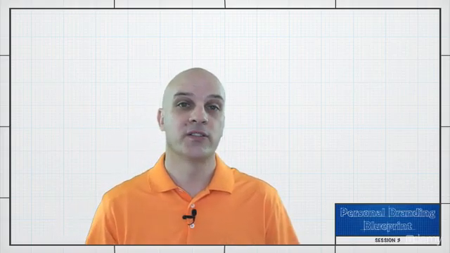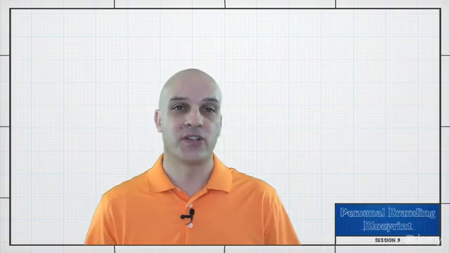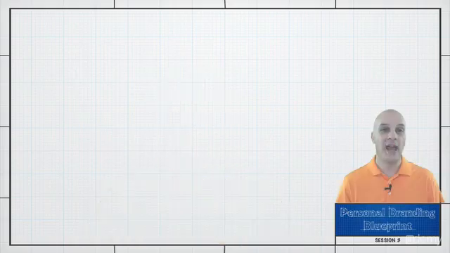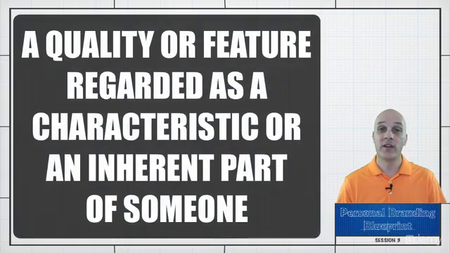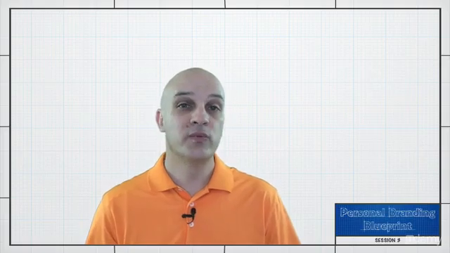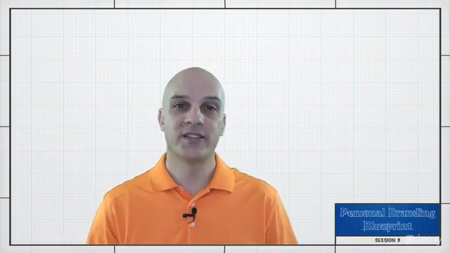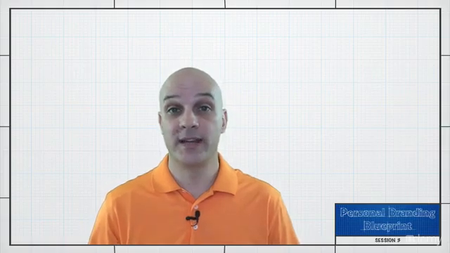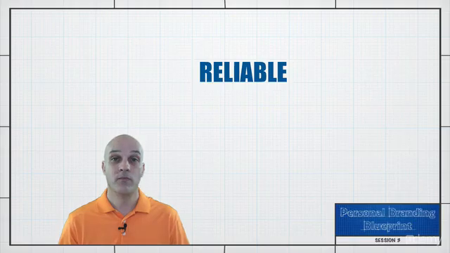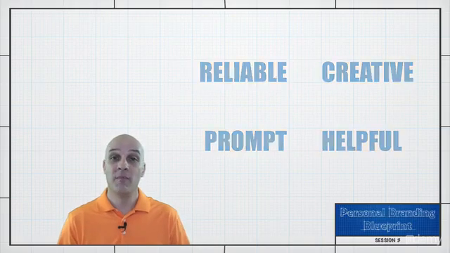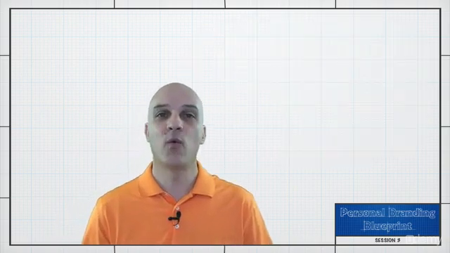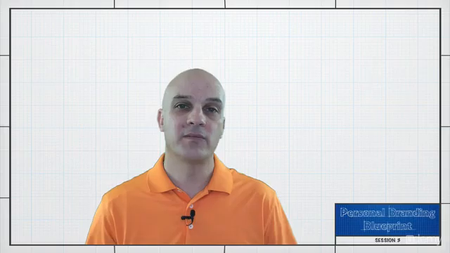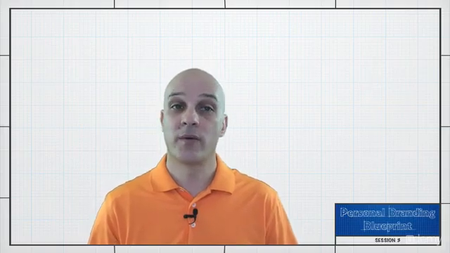Now, attributes or traits are slightly different. They're not learned. If you look up an attribute, what you'll find is the following definition. An attribute is a quality or feature regarded as a characteristic or an inherent part of someone or something. Said another way, attributes or traits is really how we do something. So while we learn skills, our attributes are how we execute those skills. Let me give you some examples of what an attribute or a trait is. A trait is being reliable, prompt, creative, helpful, and maybe even loud. All of these are examples of how we do things. So take just a minute. Think about some traits or some skills that you've gained in your career.